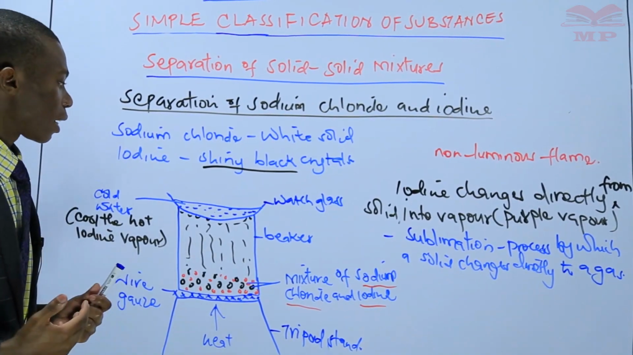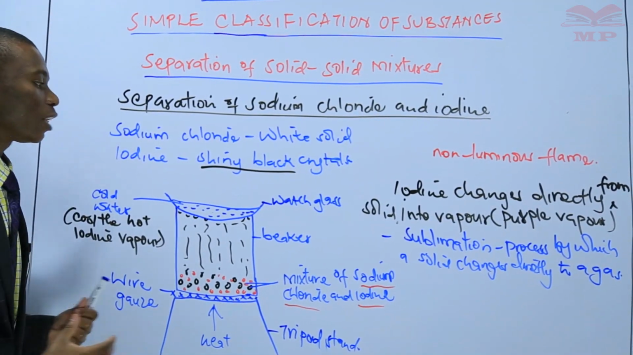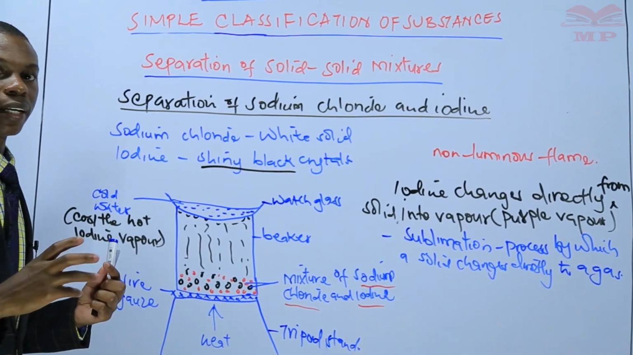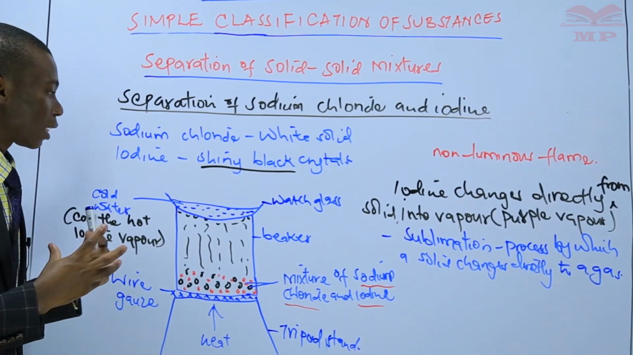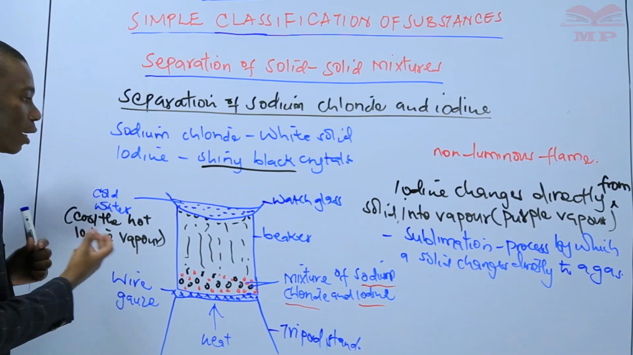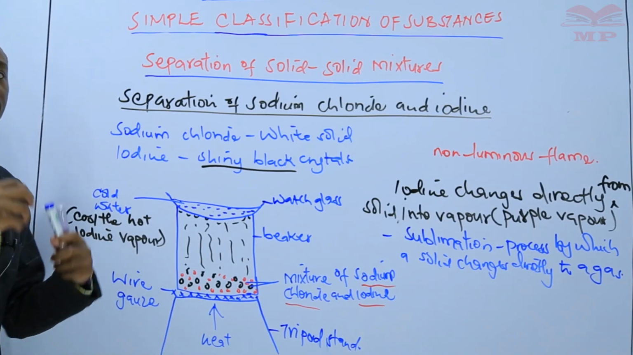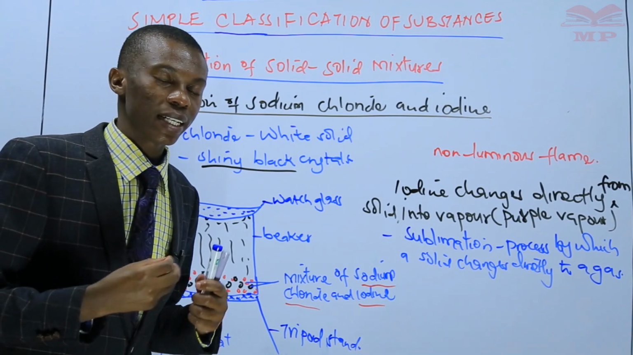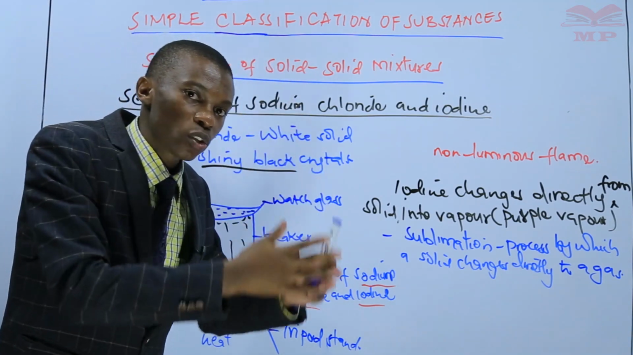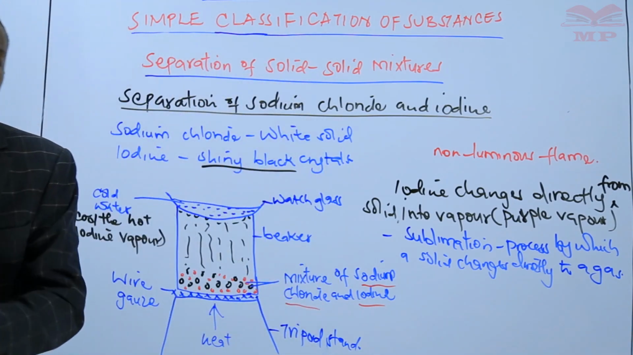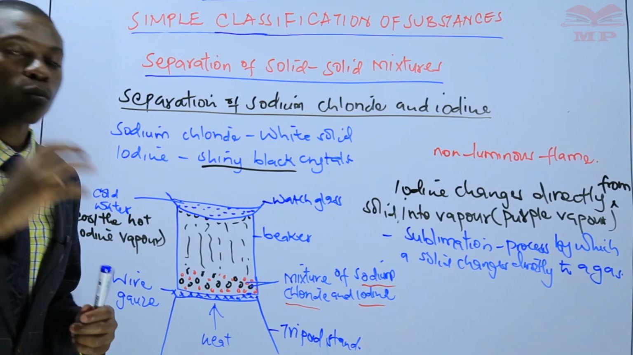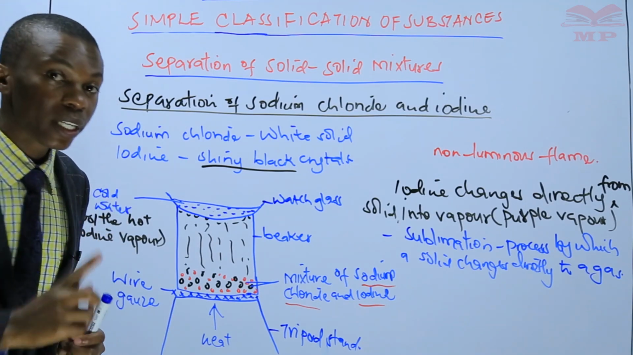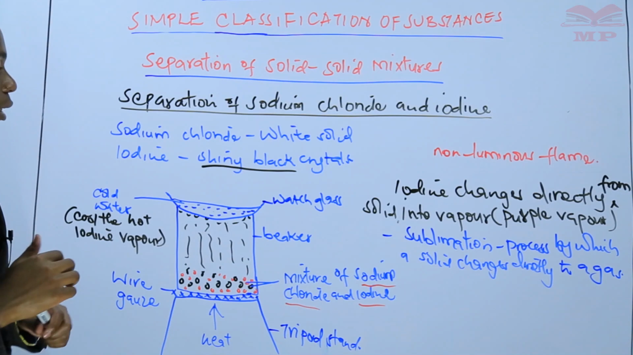And we have seen iodine changing directly from a solid into a gas. The iodine vapor is a gas we are talking about. So it is not passing through the liquid state. It goes directly from solid to gas without passing through the liquid state.